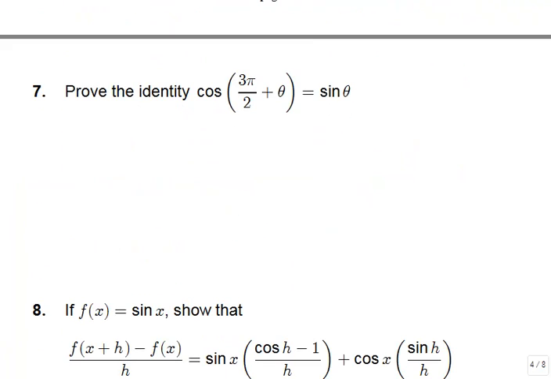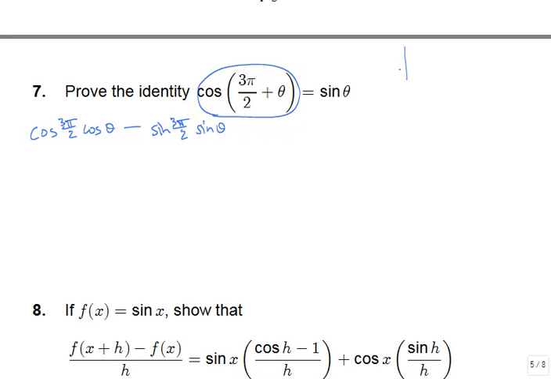Okay, let's try to prove the identity. Cosine of 3 pi over 2 plus theta is equal to sine of theta. So it's kind of similar to that cofunction idea. We're going to start with that left side because we've got a sum going on there. So we're going to do cosine of the first, cosine of the second. We want a minus because for cosine it's opposite signs. Sine of the first, sine of the second.